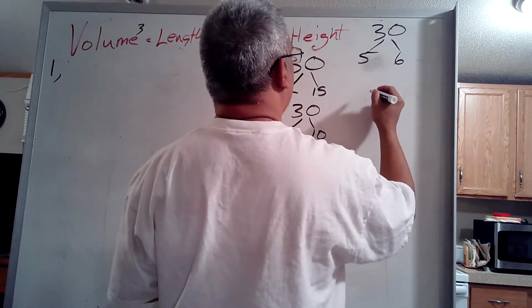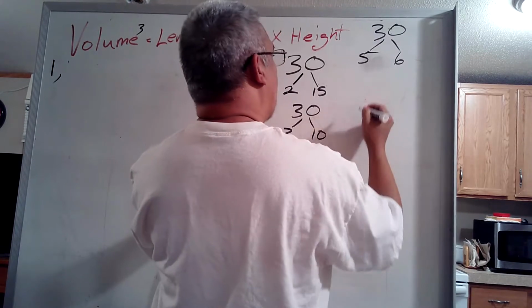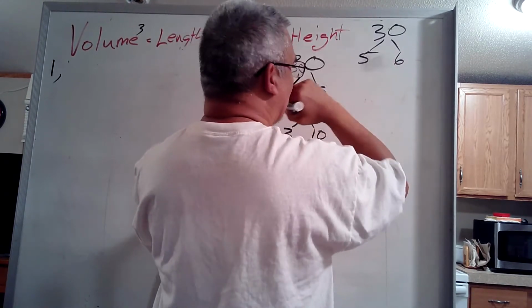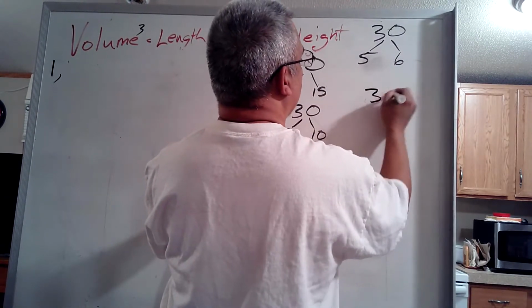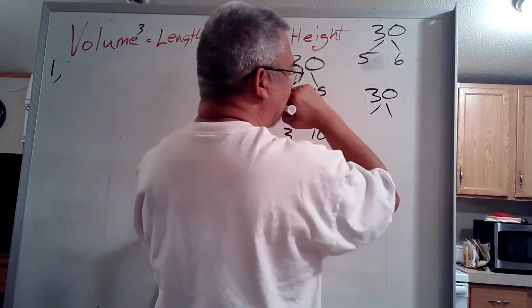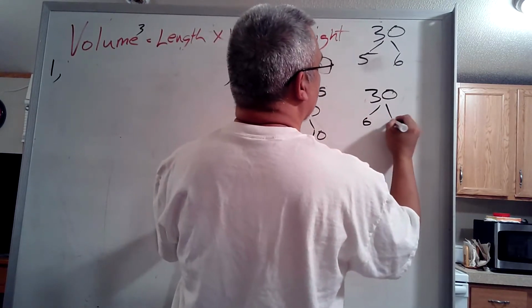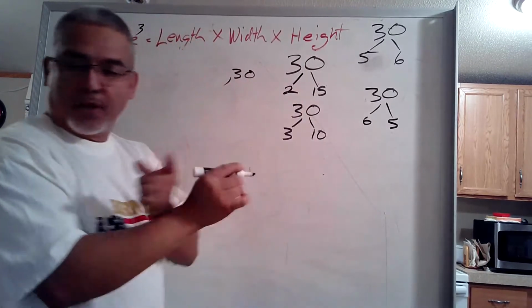Okay, cool. And then, oh, what do you notice? It's going to flip, because there's my next 30. And what comes after 5? 6. So that'd be 6 times 5. So it flips, it reverses.